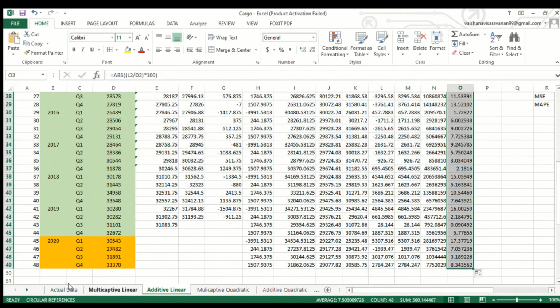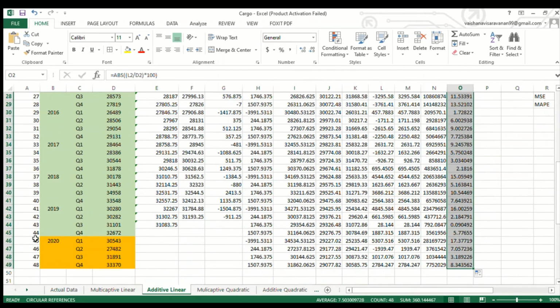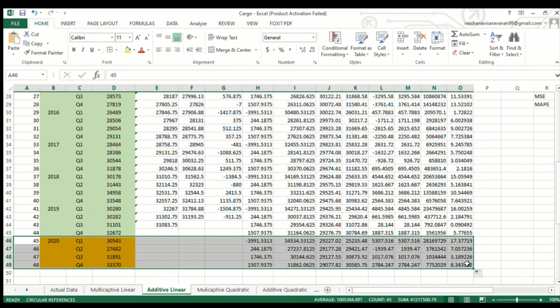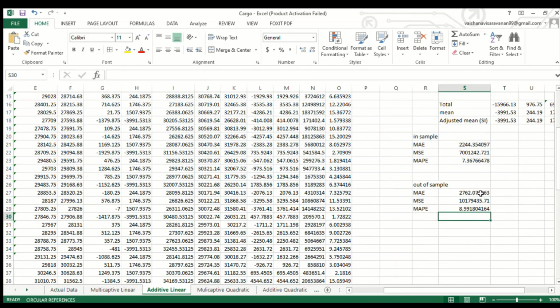Now we can see that in sample we have 44 values until T44, and out of sample we have 4 values. Using this, we can calculate our MAE, MSE, and MAPE. These are our MAE, MSE, and MAPE values.